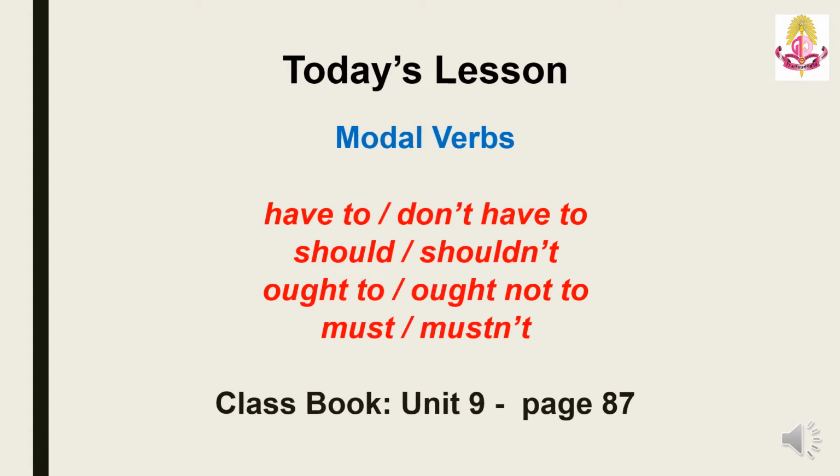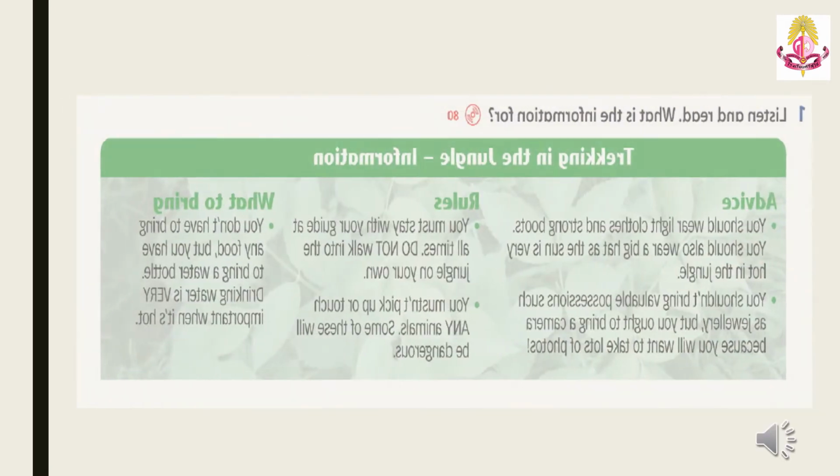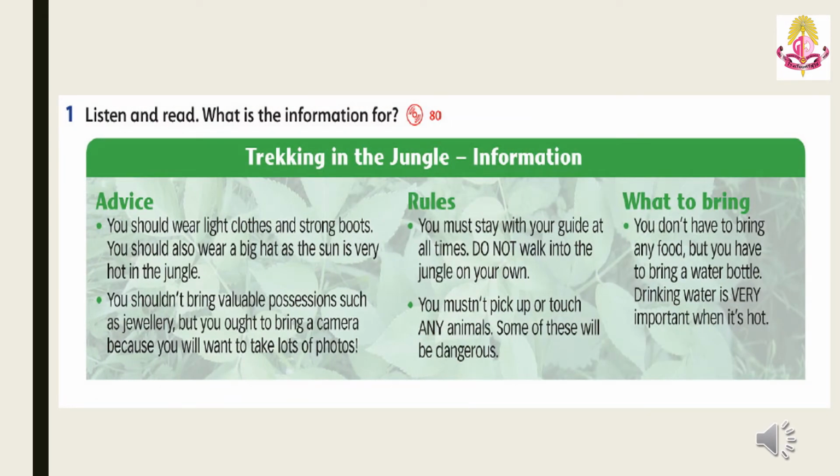And welcome to today's lesson where we are going to learn how to use the following modal verbs. Have to, don't have to, should, shouldn't, ought to, ought not to, must, mustn't. And you can find all the exercises we are going to do today in your class book, Unit 9, page 87. And let's start today's lesson by reading and listening to the information which is at the top of page 87.